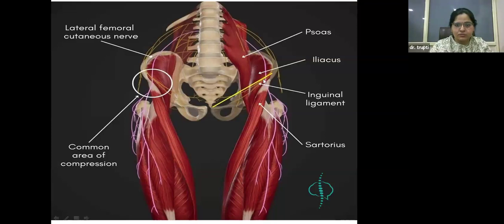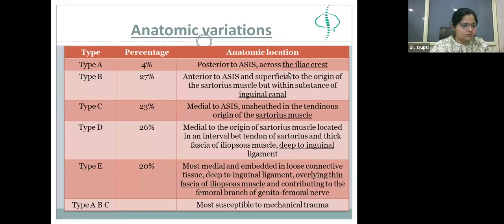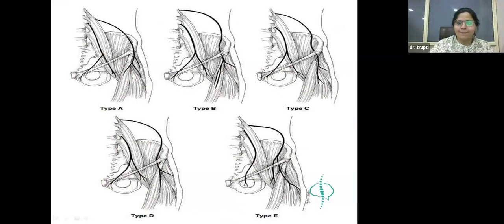This is your inguinal ligament. This nerve gets compressed below the ligament. There are some anatomic variations in the course of the nerve. A, B, and C are the common variations in which you will find the nerve gets prone to mechanical trauma, because in these three types, the nerve is very close to the ASIS. So any dysfunction of the pelvis, sacrum, or pubis will cause a shift in the ASIS, which will again compress the nerve, and there will be symptoms.